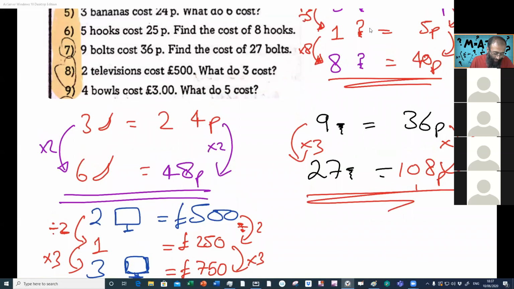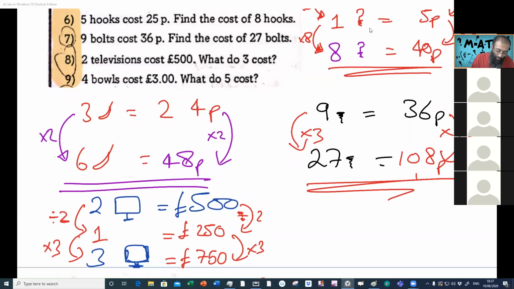Okay, right, next one, 4 bowls. Let's do that one now. So we have 4 bowls. Let's just think of it like a bowl where you put your cereal in the morning. Costs £3. Okay, somebody's left again. That costs us £3, and we want to work out the cost of 5 bowls.